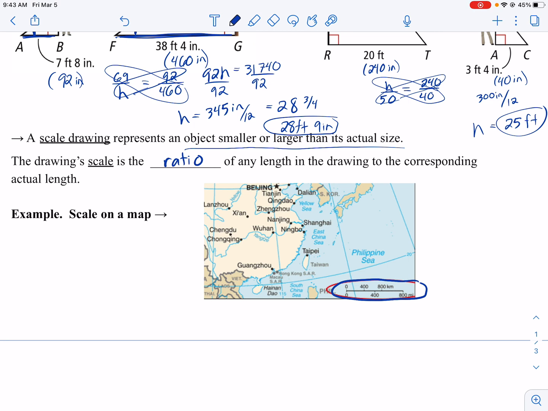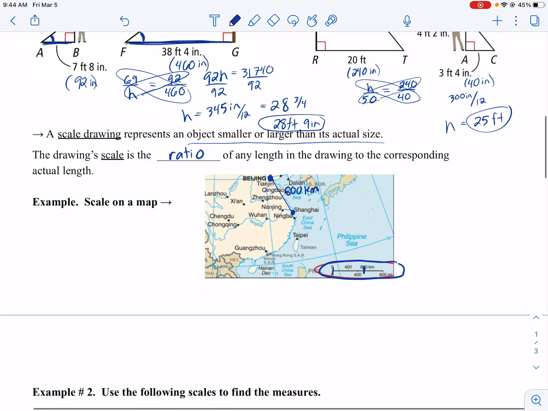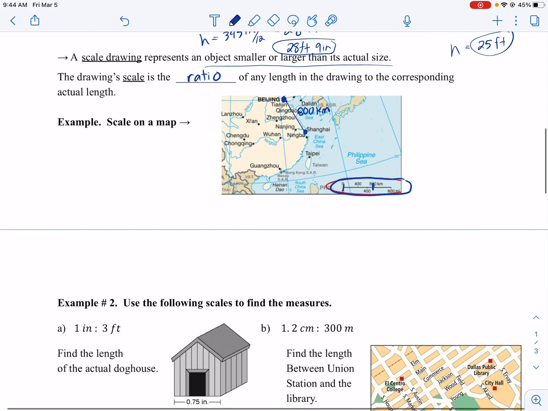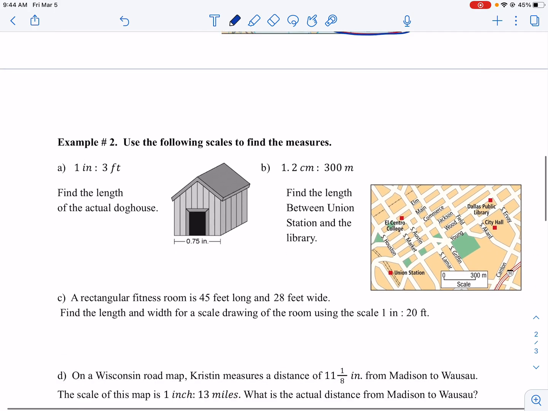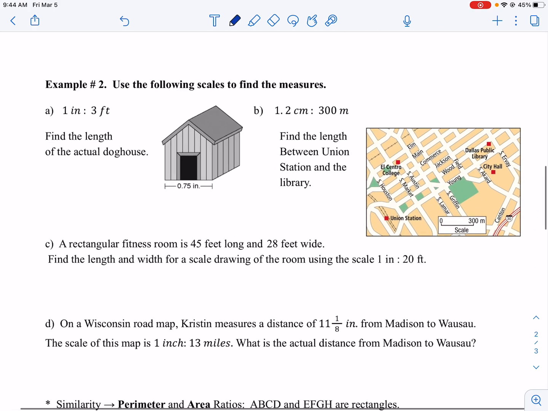So if we knew the length from Beijing to Shanghai was, let's say, 800 kilometers, you could use that scale right down there and see, hey, this is telling me what looks like only 2 inches on the map is actually 800 kilometers in real life. Okay. Other examples. You've seen some on your homework.